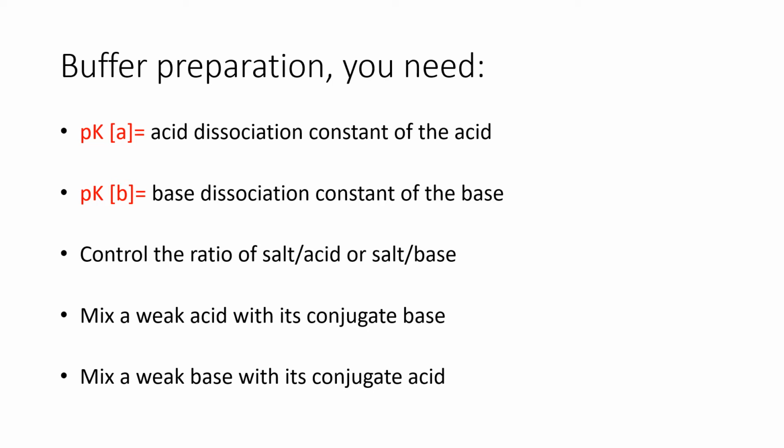When you want to make a preparation of buffer, you need certain things. pKa, you need to know the acid dissociation constant of that very acid. pKb, you have to know the base dissociation constant of the base. You have to control the ratio of the salt and acid, or the ratio of the salt and the base. You have to mix a weak acid with its conjugate base, or mix a weak base with its conjugate acid.